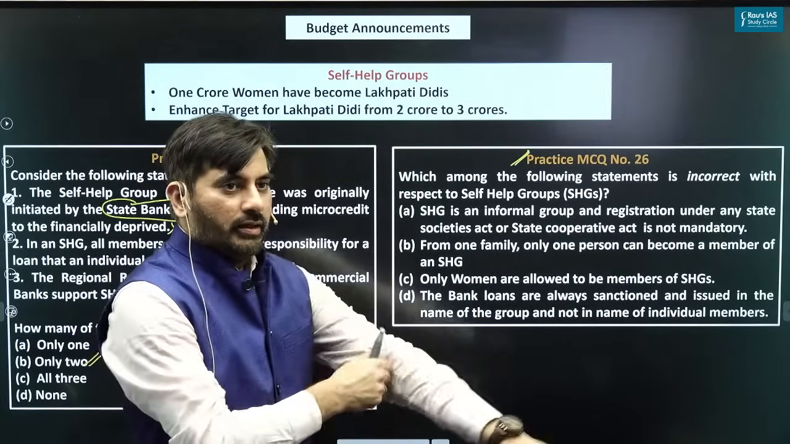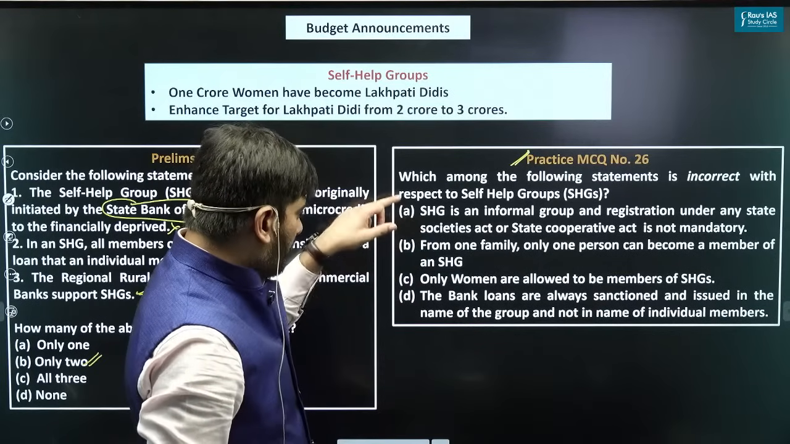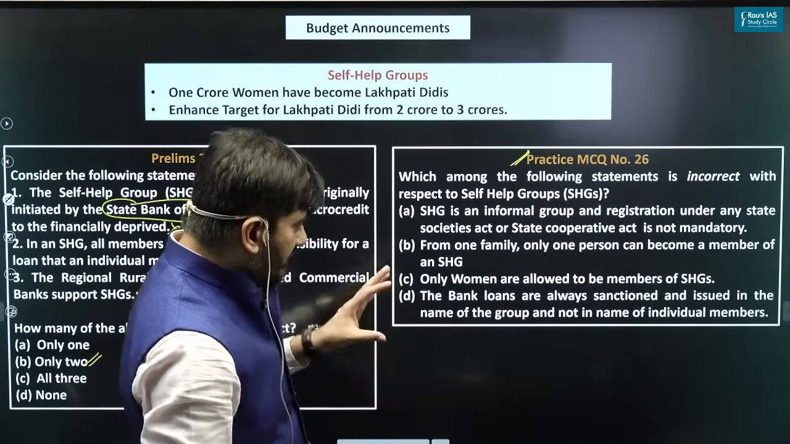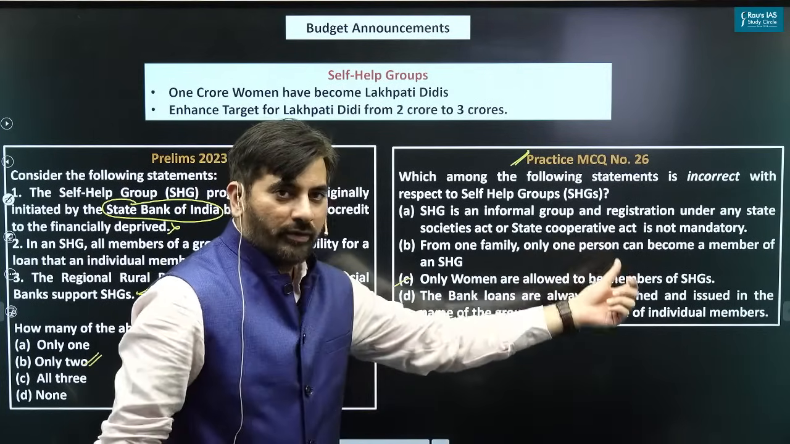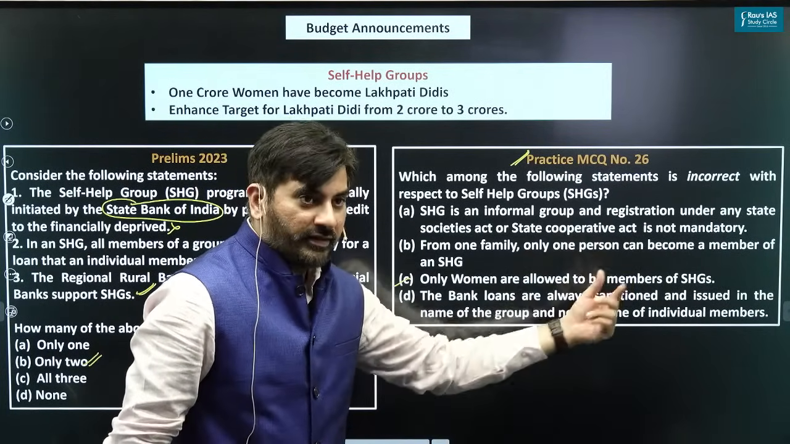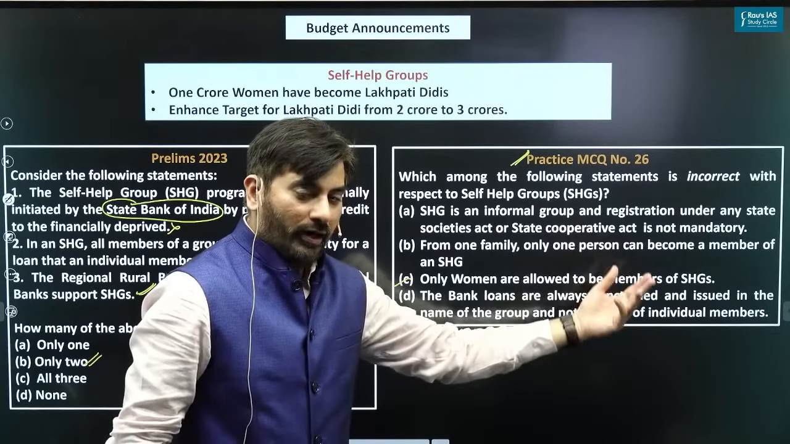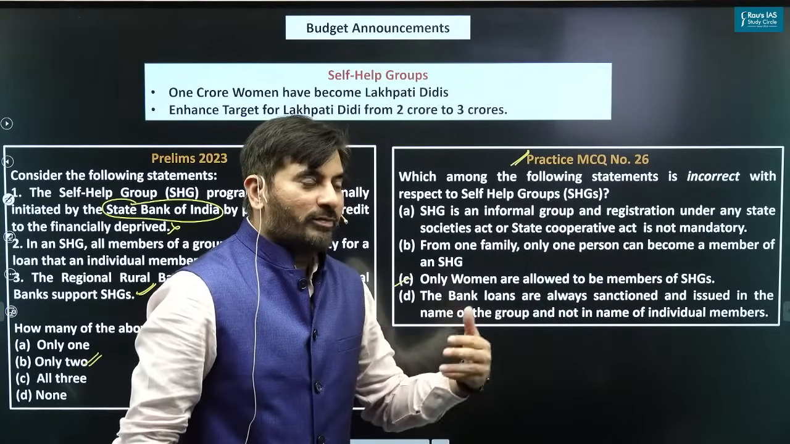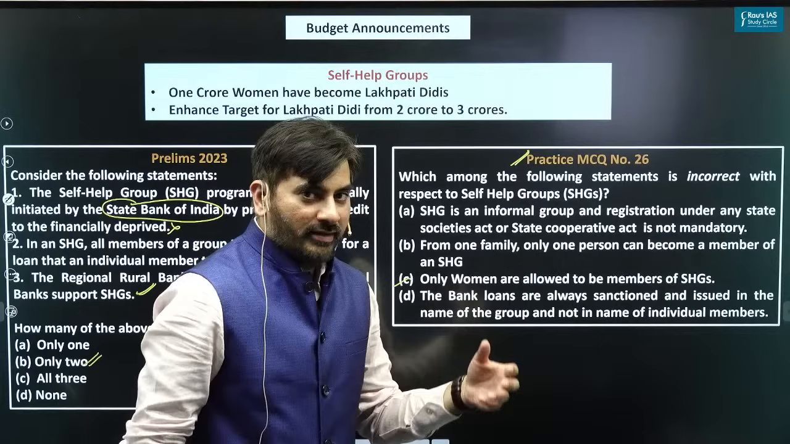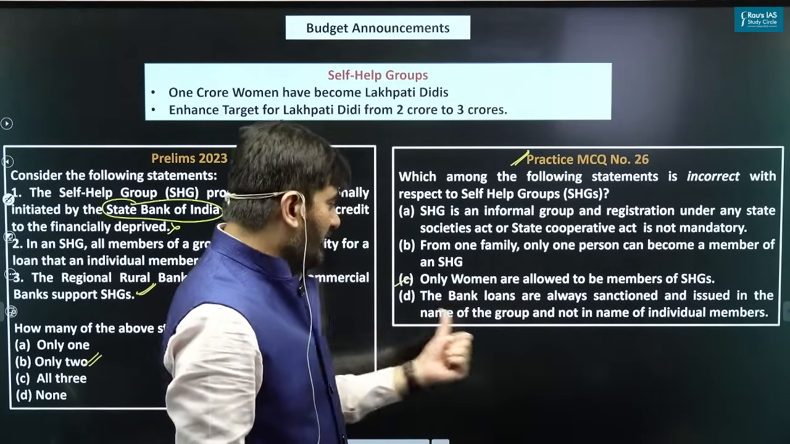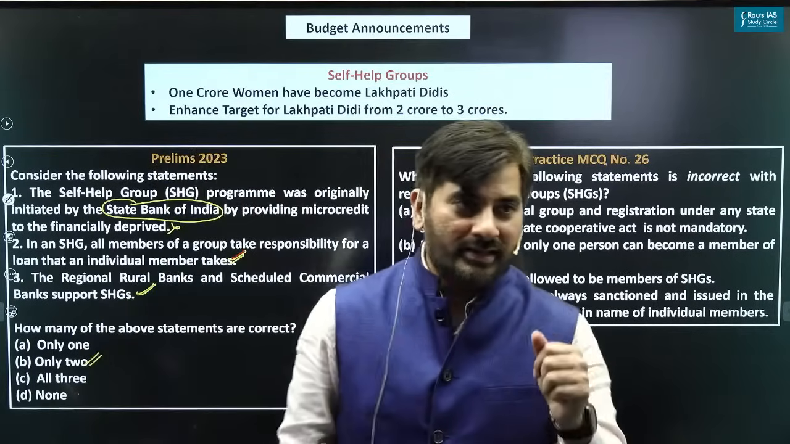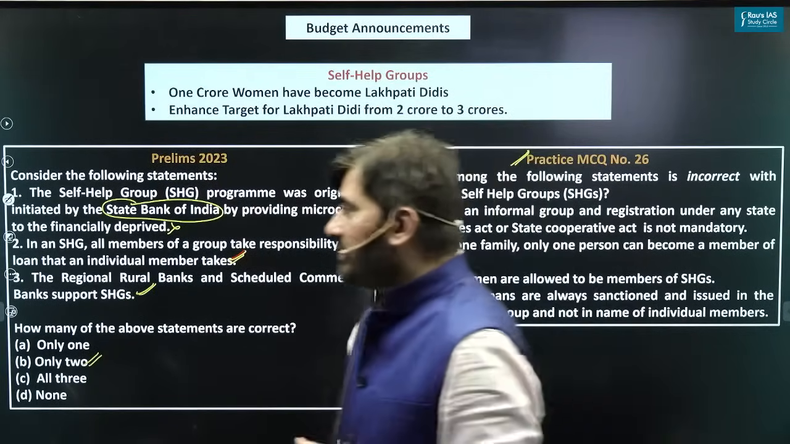Good. So can you see here, when you read all of these statements, the statement which is incorrect is C. Only women are allowed to be the members of SHG, not necessarily. Apart from women, we can have SHGs of special groups, which include disabled, transgender, elderly, and so on. So that is why the right answer in this particular case is C. I hope this part is clear.